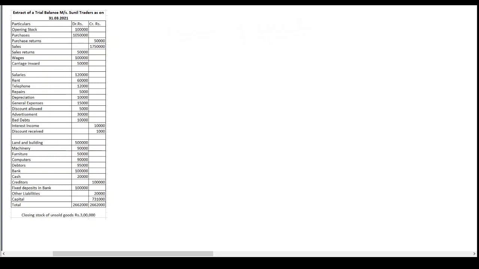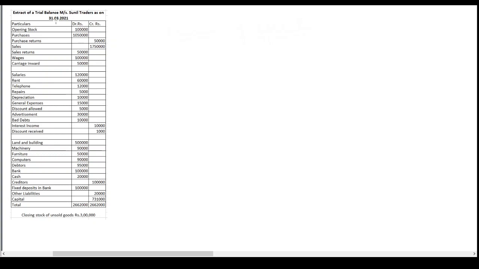Hi friends. In our earlier videos, we have been dealing with the trading account, the profit and loss account, and the balance sheet. In this particular video, we'll learn how to prepare all the three together. That is, to prepare the entire trading account, P&L account, and the balance sheet together in one problem.